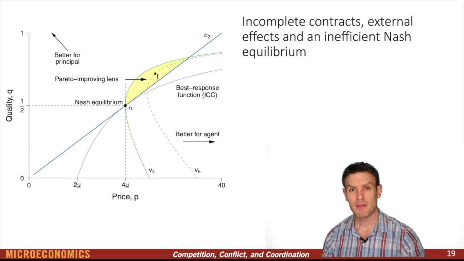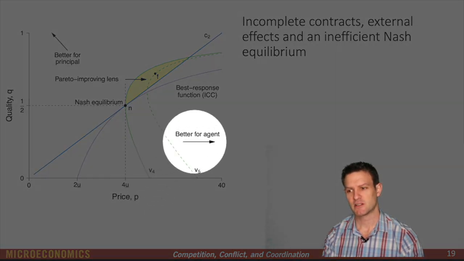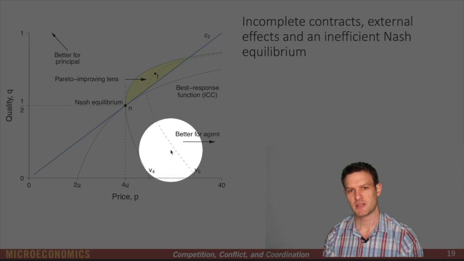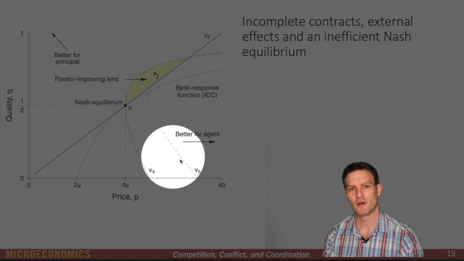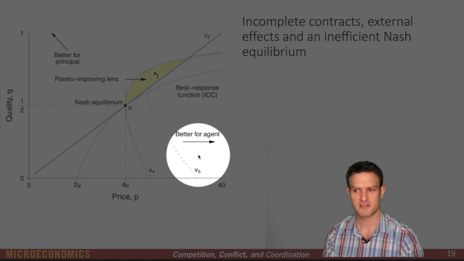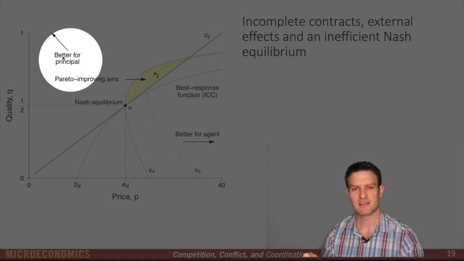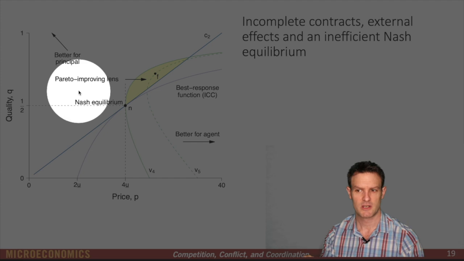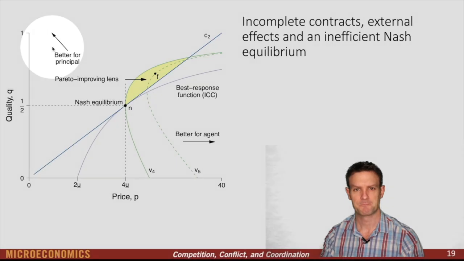A couple other things to notice about the figure. We're showing in the figure which directions are better for the principal and agent respectively. So for example, you can see that here we have the direction that's better for the agent. The agent is doing better as they move further along the price axis. That means they're basically getting a higher price for the level of quality that they provide. For the principal, on the other hand, they do better as they get steeper isocost curves. So the better for the principal is basically going up towards the corner.